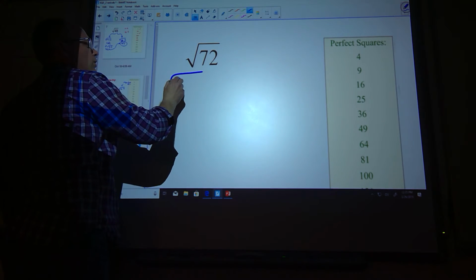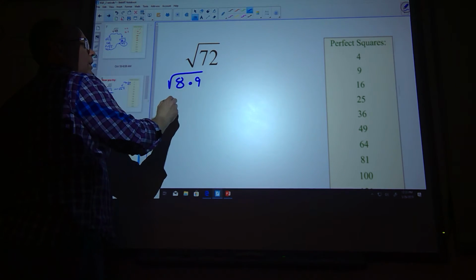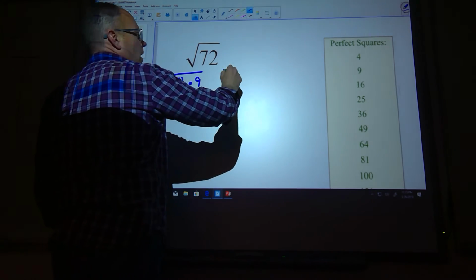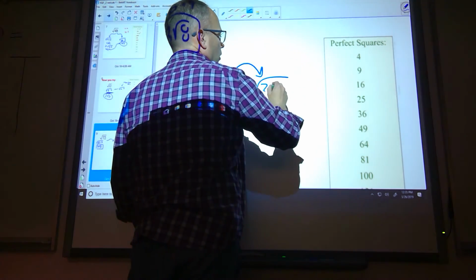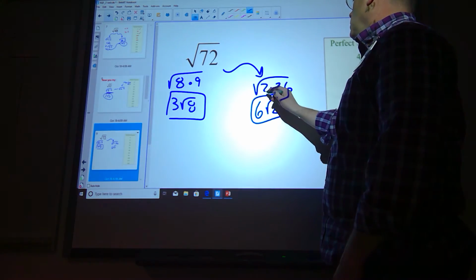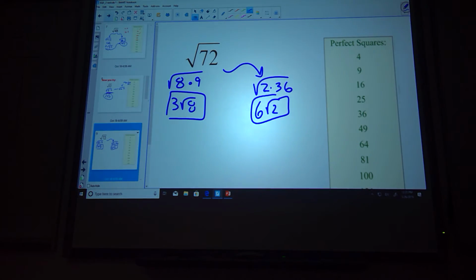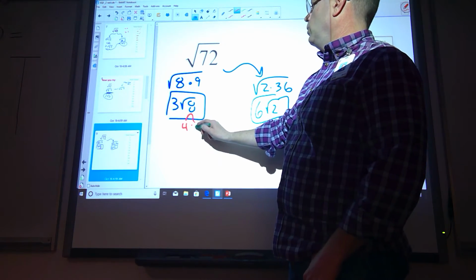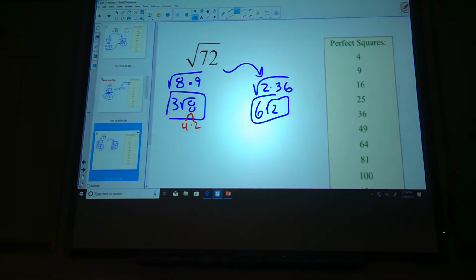So some of you might be choosing 8 times 9, which comes out to 3 root 8. You're like, yay. But some of you might have seen this. Which one seems to be the most factored down version? Yeah, 6 root 2 is most factored down. Can 8 be broken down further? Yeah, that breaks down to 4 times 2. So that's why that path isn't the best path.